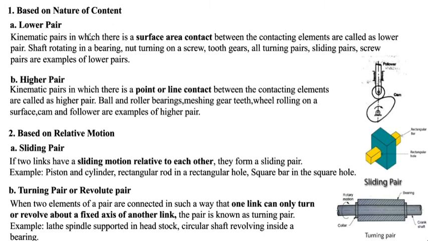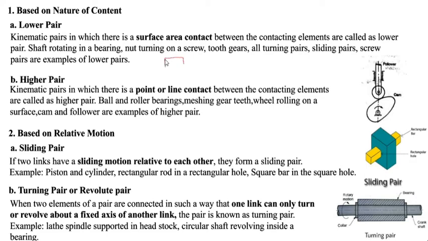Based on nature of contact, lower pair. Kinematic pairs in which there is a surface area contact between the contacting elements are called lower pair. Shaft rotating in a bearing, nut turning on a screw, tooth gears, all turning pairs, sliding pairs, screw pairs are examples of lower pairs. Okay, nut turning on a screw.